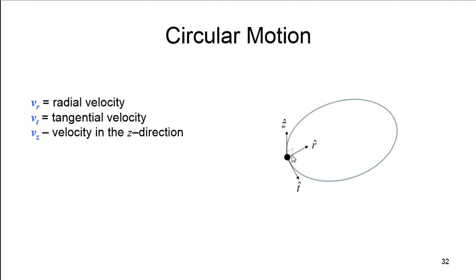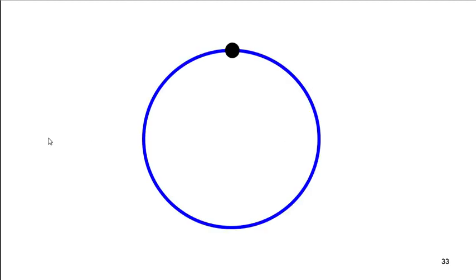It's positive when we're moving counterclockwise. It's negative when we're moving clockwise. A v sub z would be a velocity in the z direction. That would be like if the ladybug flew off straight up from the circle. So let's practice with these. Okay, so here's going to be an object. It's going to be moving.